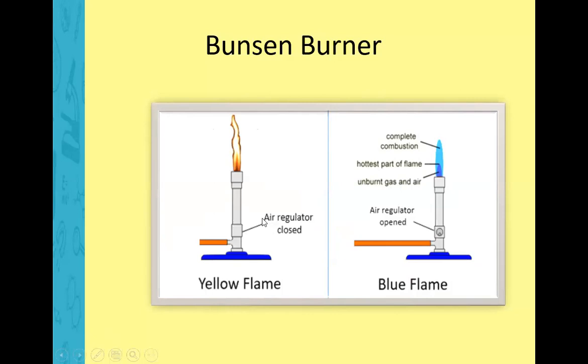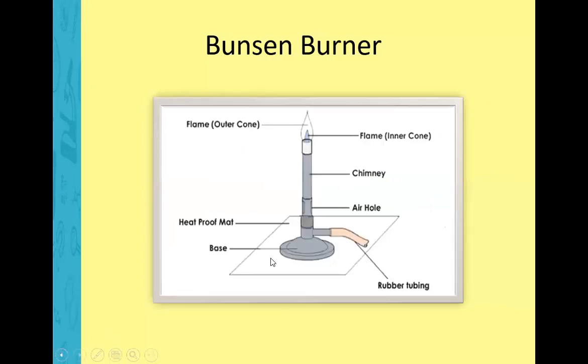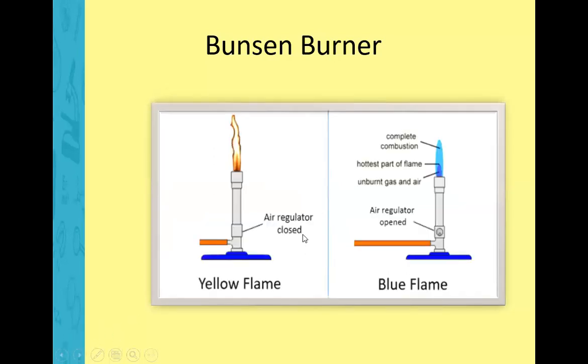When the air hole is closed, the flame that we get is yellow in color. It has very little energy. This does not provide us with the best heating. However, the blue flame is very good. We get it when the air hole is open and the gas supply is proper, and it provides us with complete combustion. Okay, students?